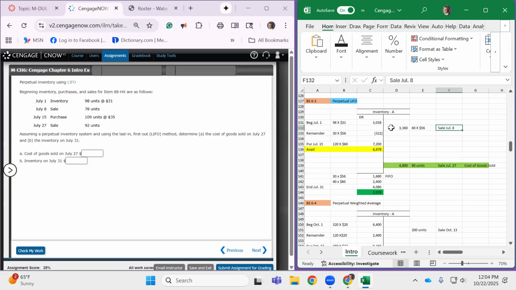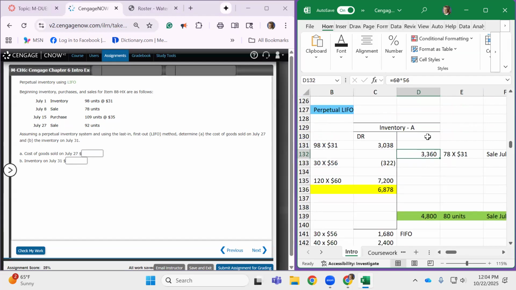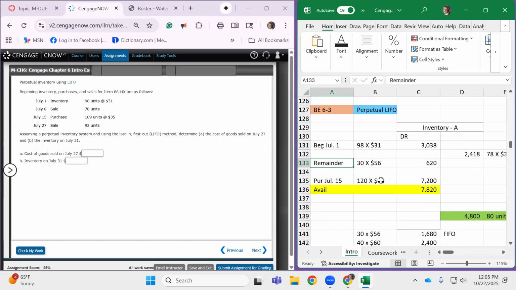July 8th, we had a sale. When you only have one cost, that's all you can sell out of. Okay. The sale is 78 units. All right. 78 units at a cost of $31. Okay, and I need to do the math here. Let me make this a little bigger for you to see. Okay, so there's that T account that's got my inventory in it. Okay, we're selling 78 times 31. So that's $2,418.